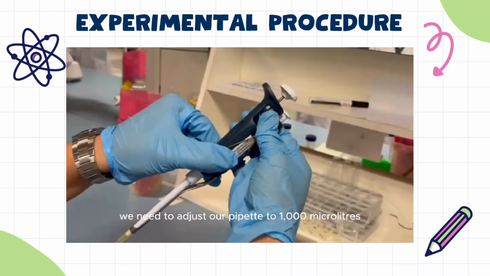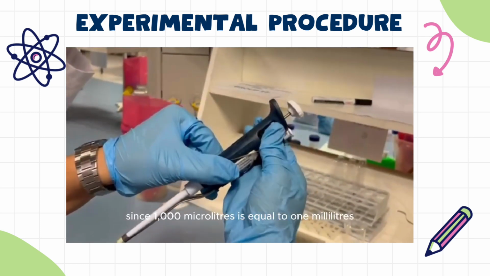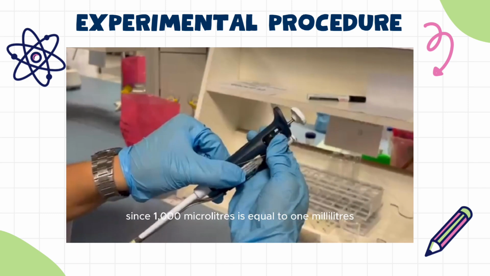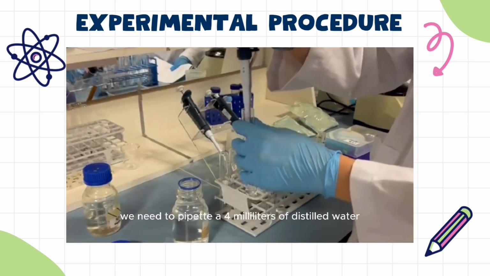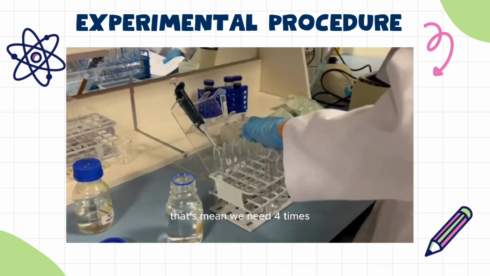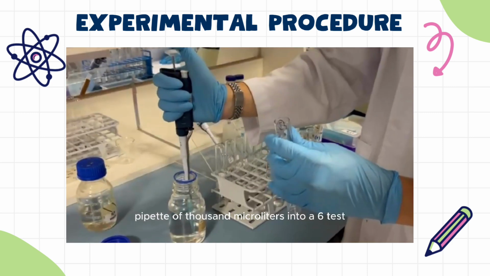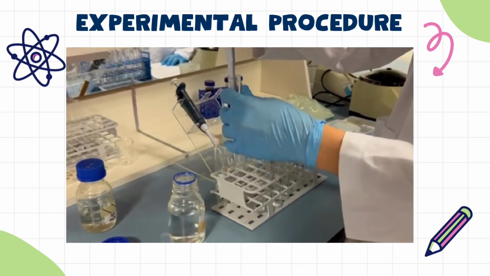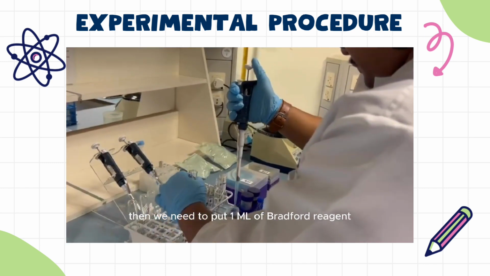First things first, we need to adjust our pipette to 1000 microliters, since 1000 microliters is equal to 1 milliliter. After that, we need to pipette 4 milliliters of distilled water. That means we need to pipette 1000 microliters four times into 6 different test tubes. Then we need to put 1 ml of Bradford reagent into each tube.